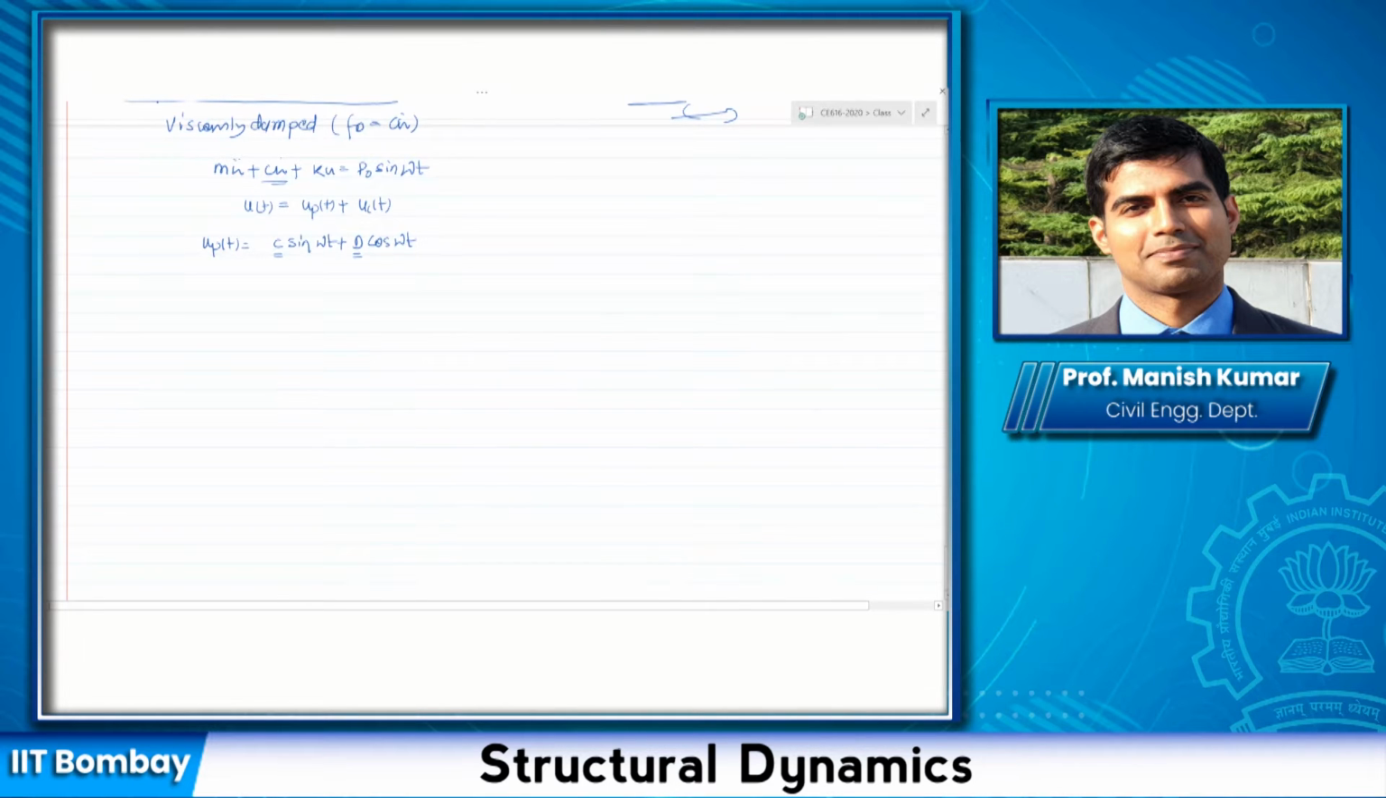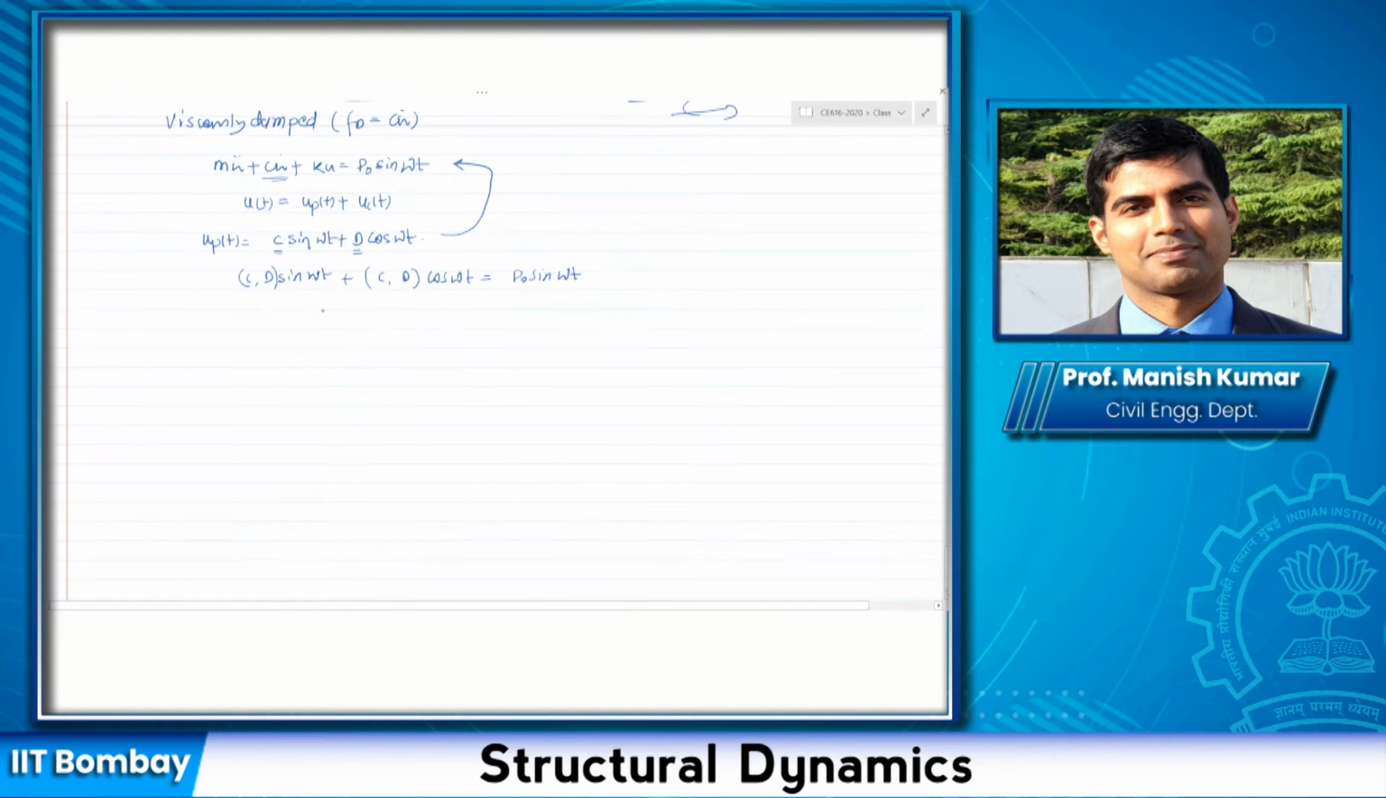And then I need to find out these coefficients c and d. And how do I do that? Well, I substitute this in this equation here, and then I compare the coefficients of sine omega t and the coefficients of cos omega t with the right hand side, which is p naught sine omega t. Once I do that, I would get two equations in c and d. After solving, I can get the expression for c, and then I can get the expression for d.